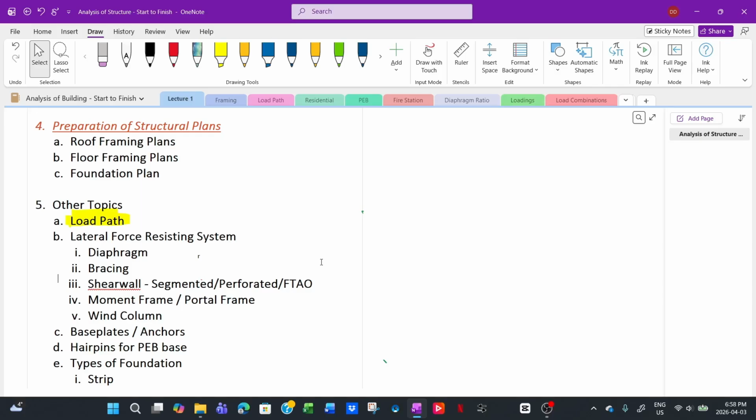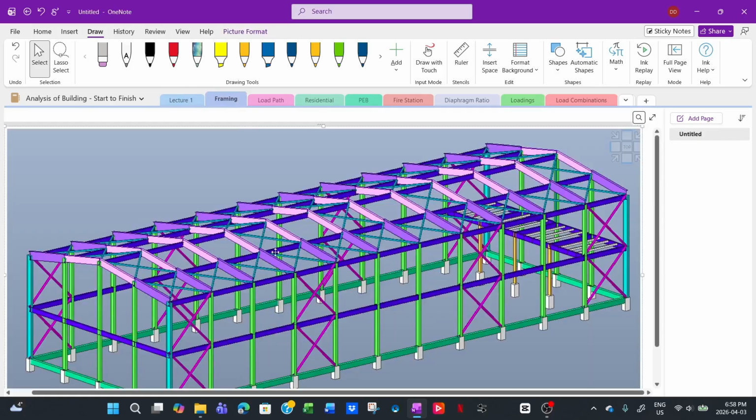So that's load path. This is the same building that we used in lecture 8. Originally, this was not supposed to be part of the lecture series, but since the last discussion was about what to consider in steel framing and how to make it efficient, I just decided, okay, let's make that lecture 8, and this video about load path will be lecture 9.